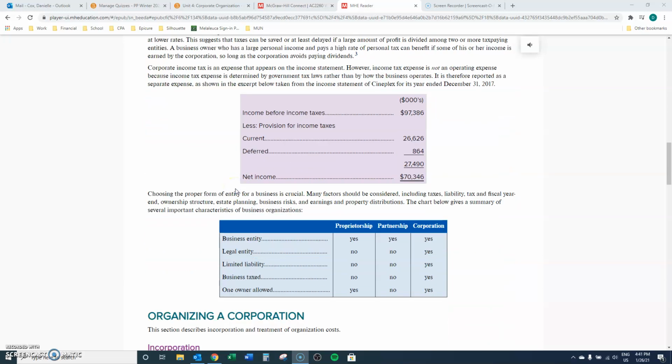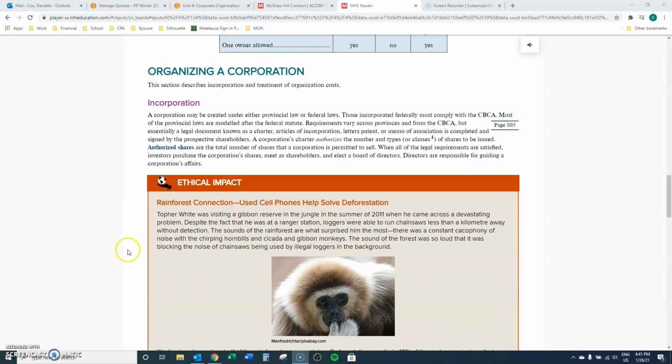Okay, that is it for that section. Now we're going to go down and look at organizing a corporation. So incorporation, you can incorporate under provincial laws or federal laws. It's a legal document, usually articles of incorporation, just other names for it. The corporation's charter is what authorizes the number and types or classes of shares that can be issued.